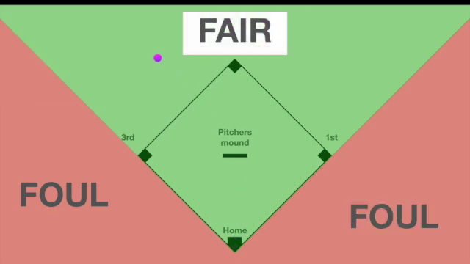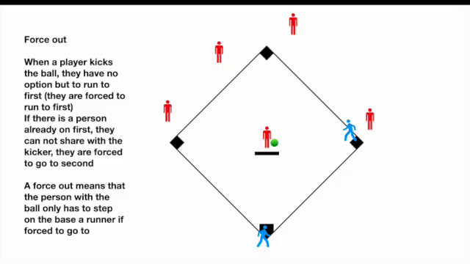If the ball lands inbounds, that would be fair. And so again, imagine that the diamond kind of is actually like a gigantic triangle. Anywhere in the green in this example would be considered a fair ball.